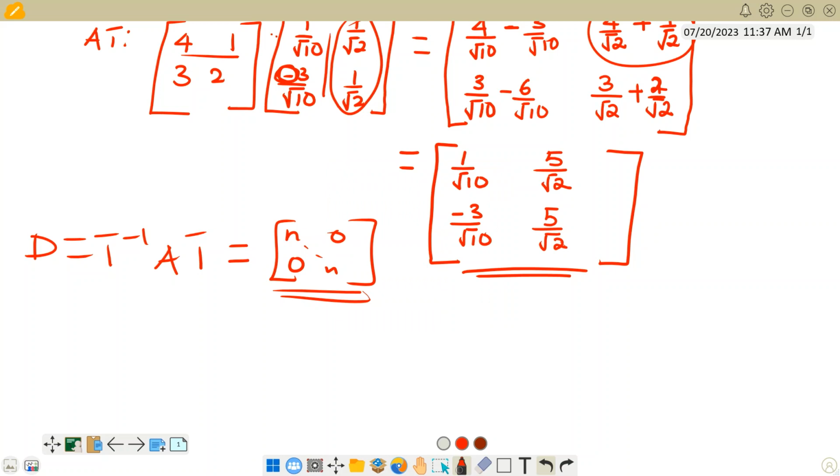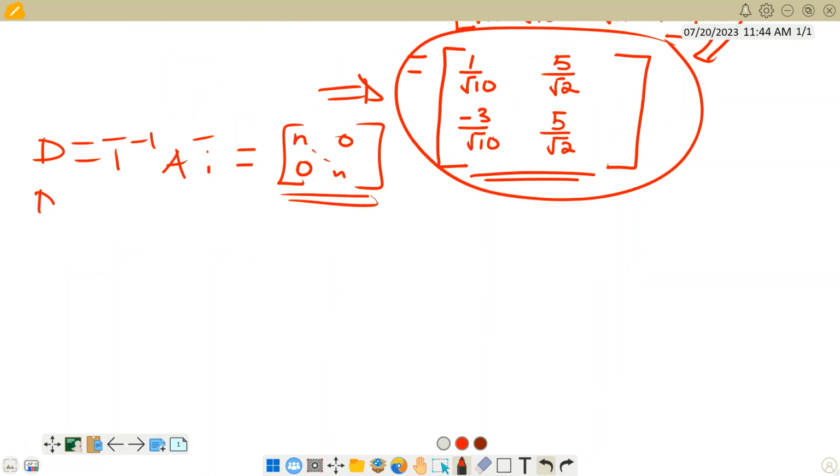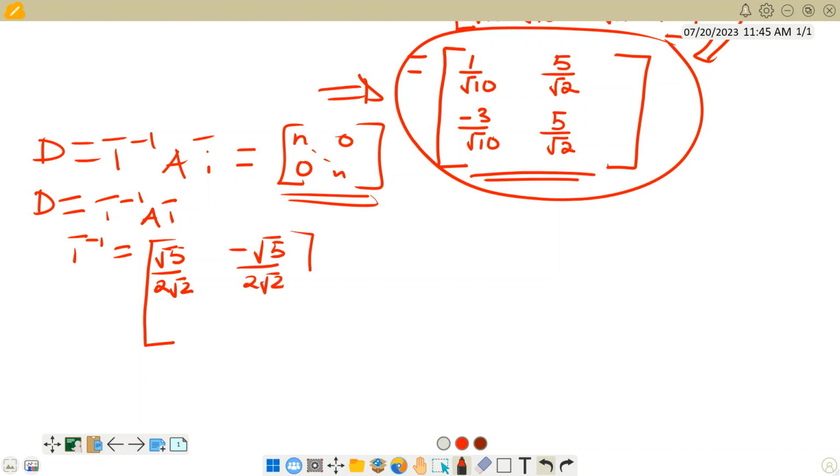Okay, so yeah, we know that we want to diagonalize this, and this will be T inverse A T. In this case, we found our T inverse initially to be square root of 5 over 2 square root of 2, and then minus square root of 5 over 2 root of 2 here, and then down it's actually 3 over 2 square root of 2, and over here it's 1 over 2 square root of 2. That's our T inverse.